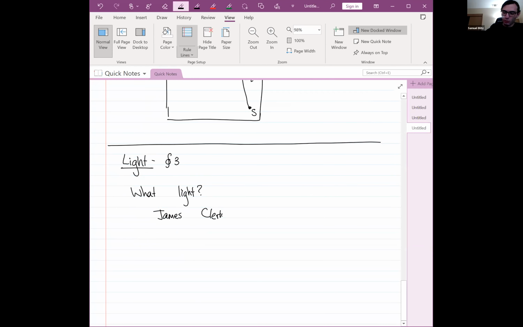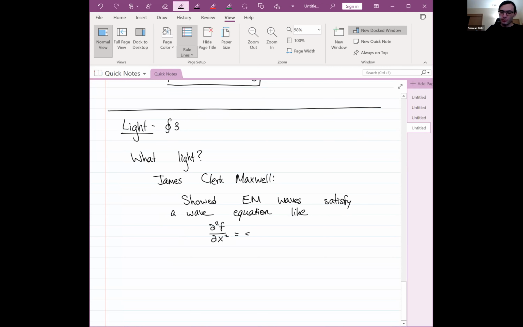He showed that EM waves satisfy a wave equation that's not quite like this because these waves are 3-dimensional waves, but it looks something like this: d squared f dx squared equals epsilon naught mu naught d squared f dt squared. It looks something like that. And then here's where the magic happened.